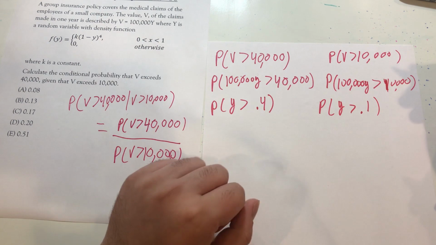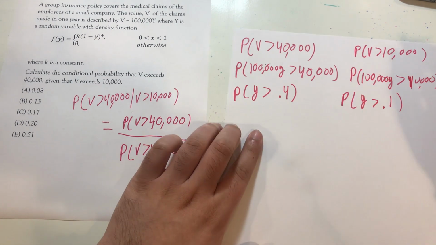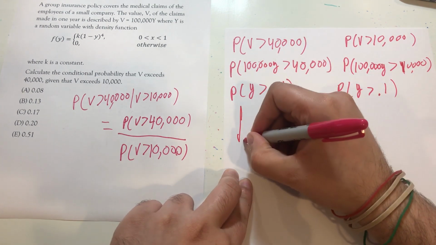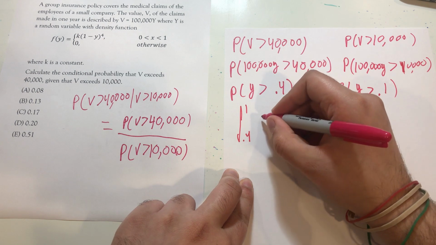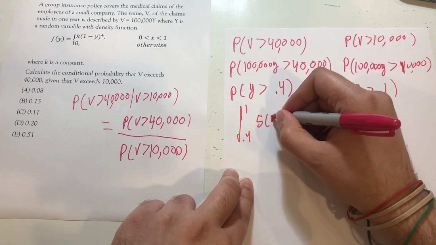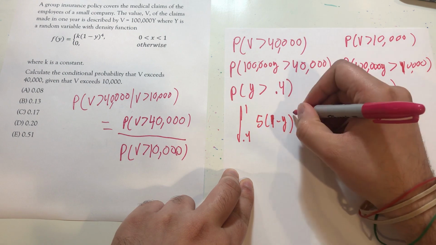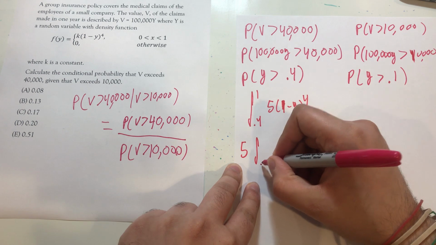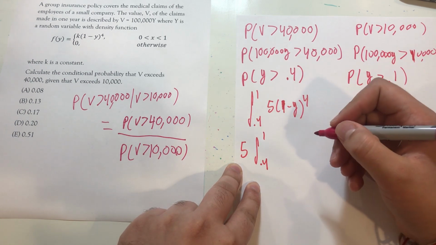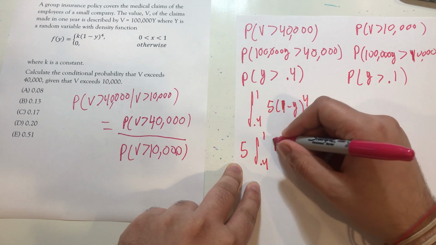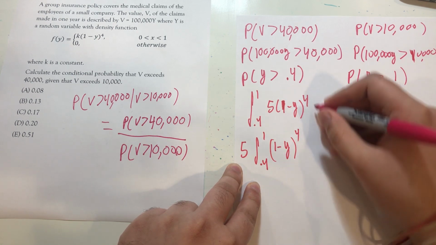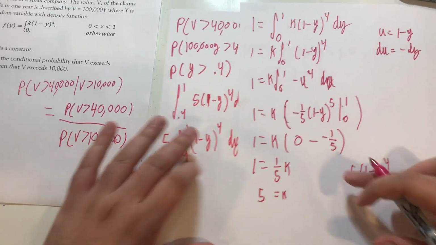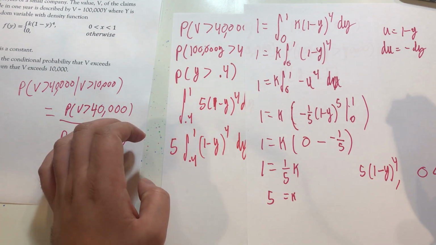Well, we can integrate our new PDF, right? So for this one, greater than 0.4, we integrate from 0.4 to 1 of 5 times 1 minus y to the fourth. I can take out the 5 and integrate from 0.4 to 1 of 1 minus y to the fourth dy. Right, and from here, we actually already kind of know what this will integrate into.